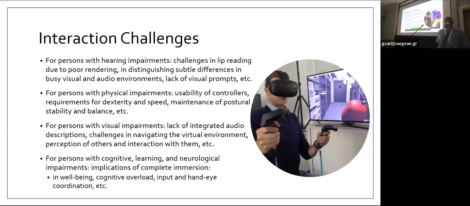For persons with physical impairments, usability of controllers, requirements for dexterity and speed, maintenance of postural stability and balance. For persons with visual impairments, lack of integrated audio descriptions, challenges in navigating the virtual environment, perception of others and interaction with them, etc. For persons with cognitive, learning and neurological impairments, implications of complete immersion in well-being, cognitive overload, input and hand-eye coordination, etc.